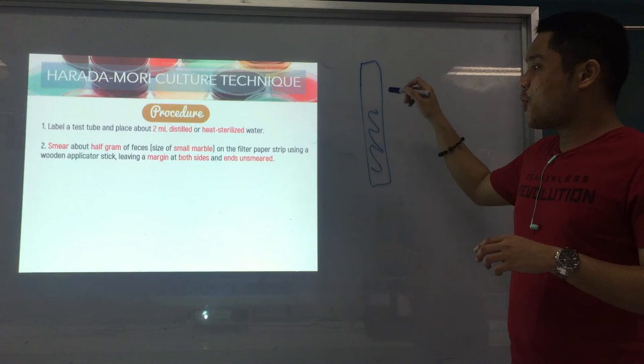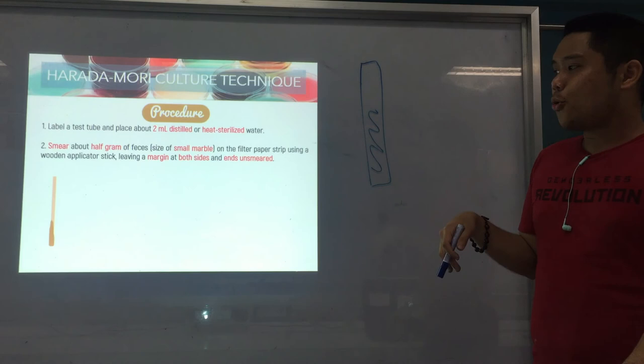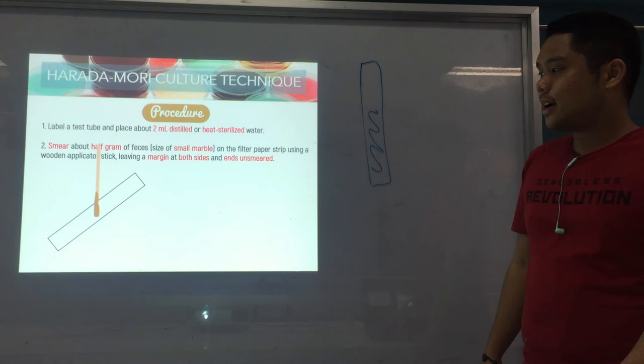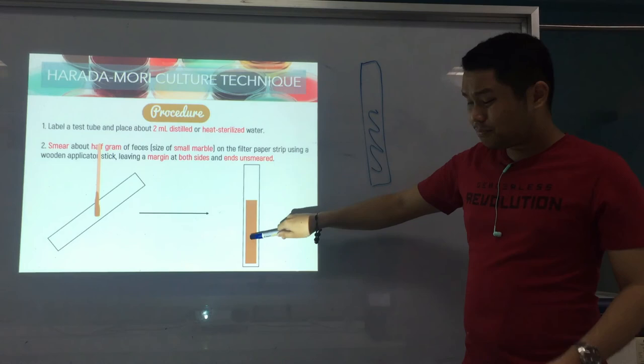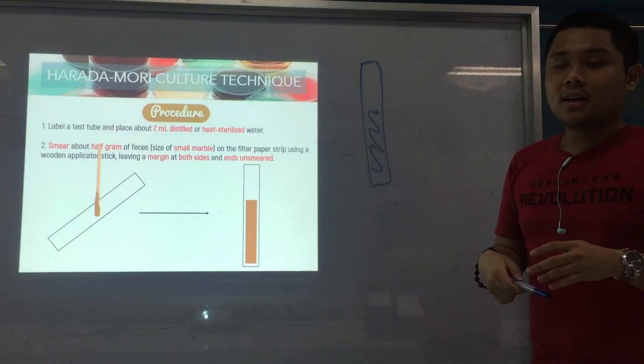Here is a picture. This is your stool, and then a filter paper strip, and you smear it halfway. This is now your appearance. As you can see, you smear the feces and have margins at the sides unsmeared. It should be a thin smear of your feces.